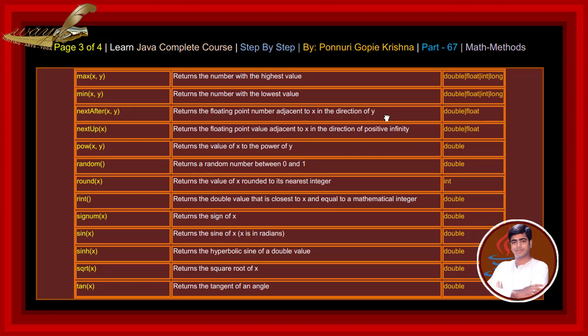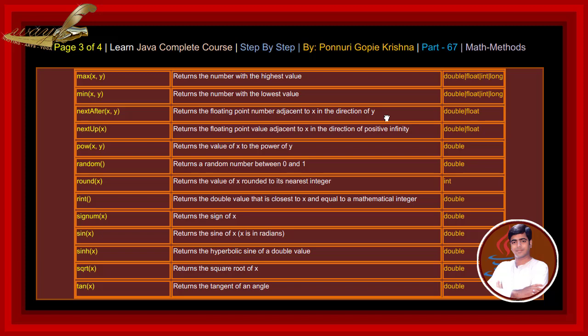The nextAfter(x, y) method returns the floating point number adjacent to x in the direction of y. The nextUp method returns the floating point value adjacent to x in the direction of positive infinity. The pow(x, y) method returns the value of x to the power of y. The random method returns a random number between 0 and 1. The round(x) method returns the value of x rounded to its nearest integer. The rint method returns the double value that is closest to x and equal to a mathematical integer.